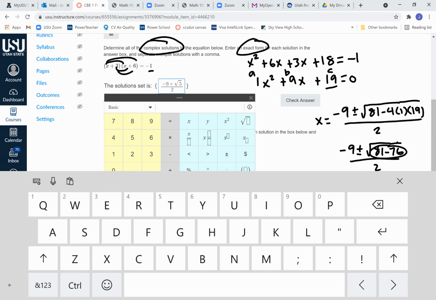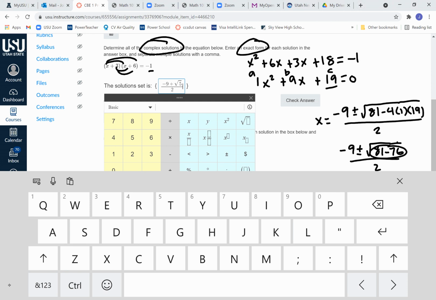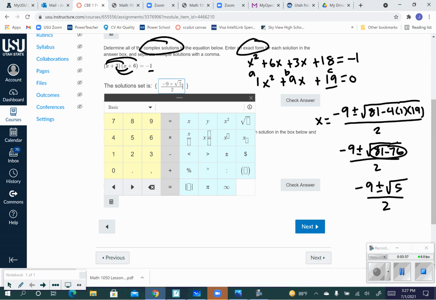Let's see if I can find a comma. You wouldn't think it was so hard to find a comma, right? And of course, there it is right there.